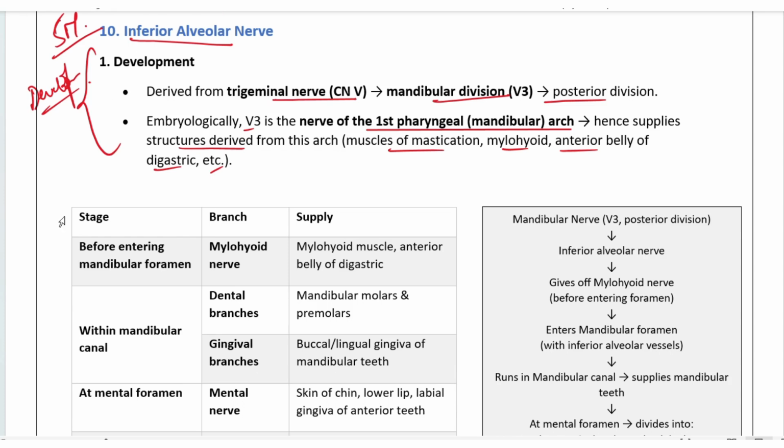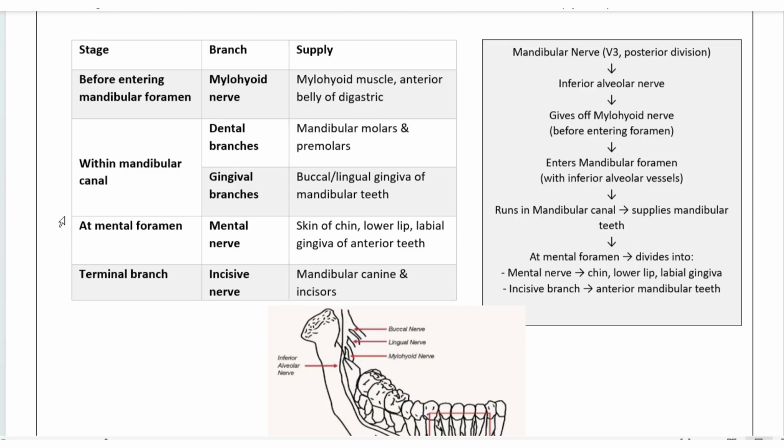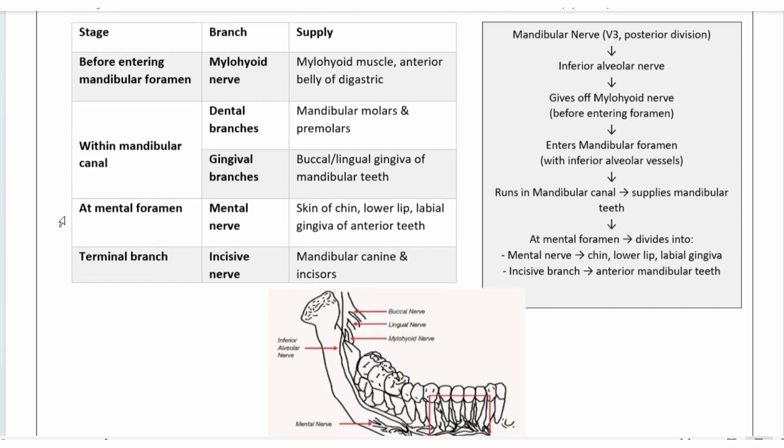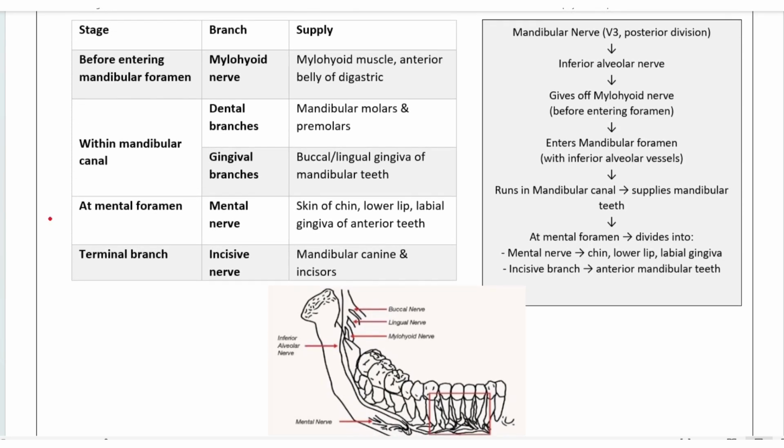Okay, so now we have to write about the branches of the mandibular nerve. You can write it in two ways. Either you can write it in a tabular form, or you can write it in the form of a flowchart, however you feel comfortable. So for the tabular column, you can write the stages: before entering the mandibular foramen, within the mandibular canal, at the mental foramen and the terminal branch.